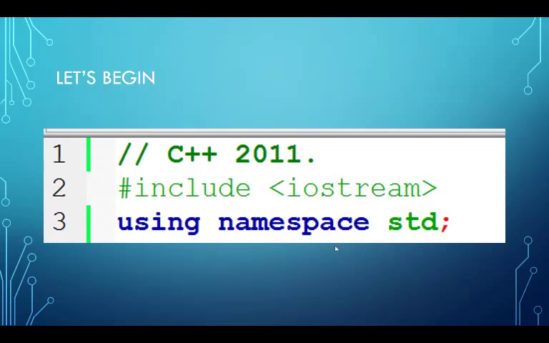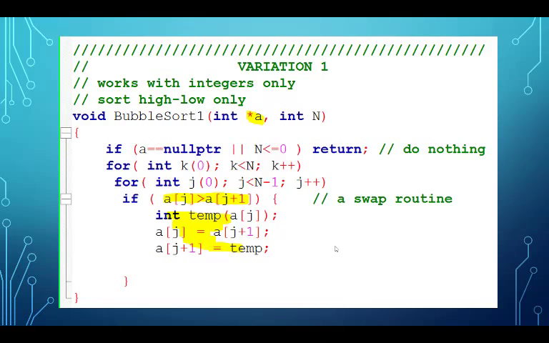Alright, most of my code will be with C++ 2011, so make sure you set your compiler builds for C++ 2011. And this will be the normal heading we'll use. We'll include iostream and the namespace std, so we don't have to write std. And here we have our first variation of the bubble sort program. Take a look at it.